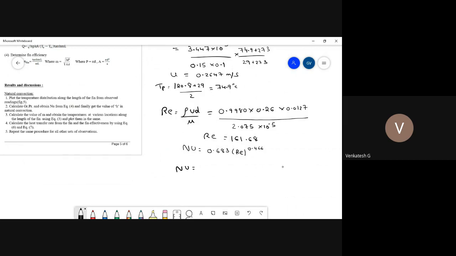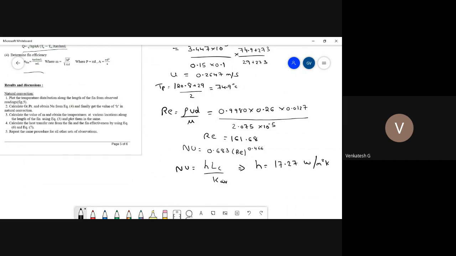Now, after calculating the Nusselt number, we can equate it to hL by k, right? From this equation, we can calculate the heat transfer coefficient. The heat transfer coefficient here we are going to get is 17.27 watt per meter square Kelvin. Okay. So once the heat transfer coefficient is known to us, we can easily calculate the fin efficiency using the equation Q is equal to root over hPkA (Ts minus T infinity) tanh mL, and then the efficiency of fin is given by tanh of mL by mL.